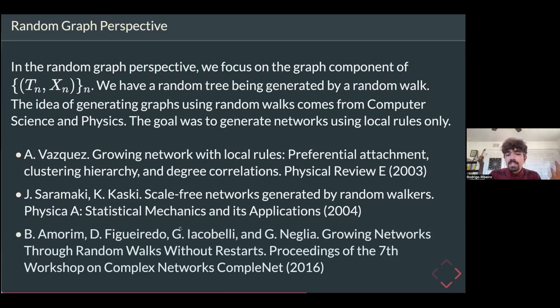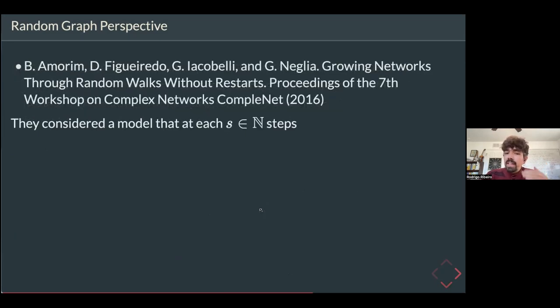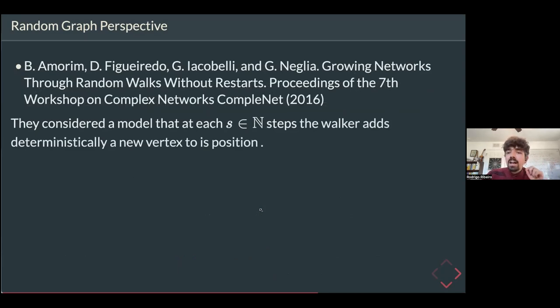It was only 12 years later that people had this idea of just letting the walker walk on. So Amorim, Figueiredo, Iacobelli, and Neglia proposed growing networks from random walks without this restart feature. This was the first appearance of the tree built by the random walk. They considered a model where at each step of the walker, we add a leaf at the position of the walker with probability one. And what we did here was add an extra layer of randomness, introducing this leaf process. And we kept S equal to one just for simplicity, because you can run into some parity problems here. For instance, if S is even, the walk is naturally recurrent, just because you cannot push the tree further.